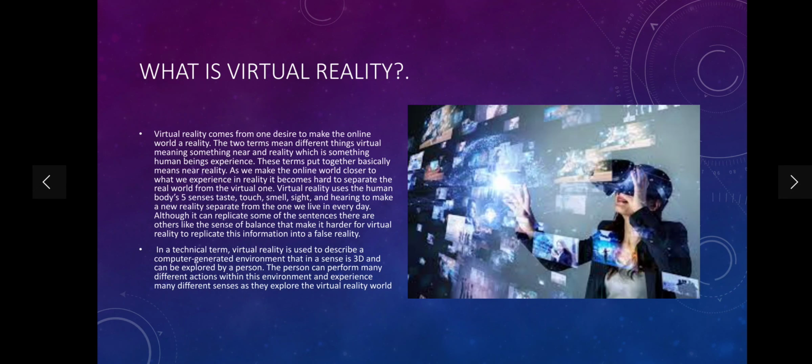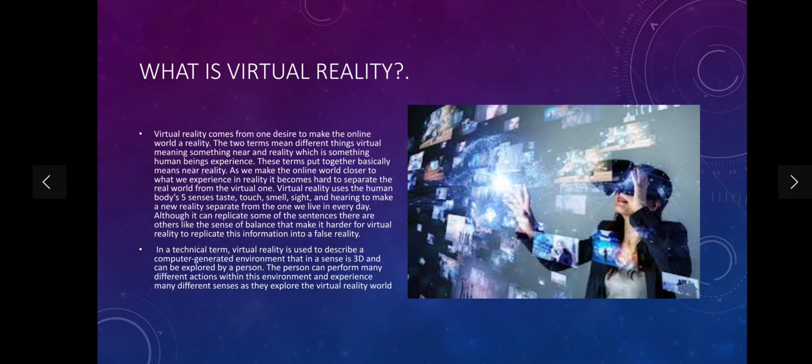The two terms mean different things. Virtual means something new, and reality is something human beings experience. Putting these terms together basically means near reality. As the online world gets closer to what one may experience in reality, it becomes hard to separate the two.